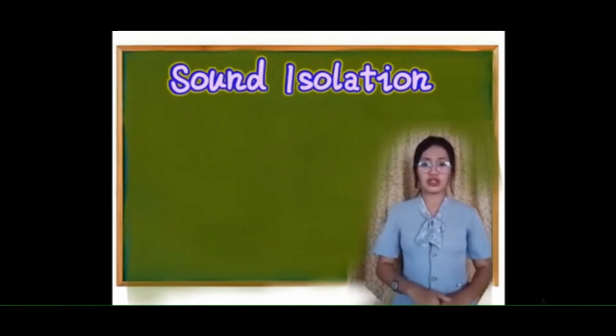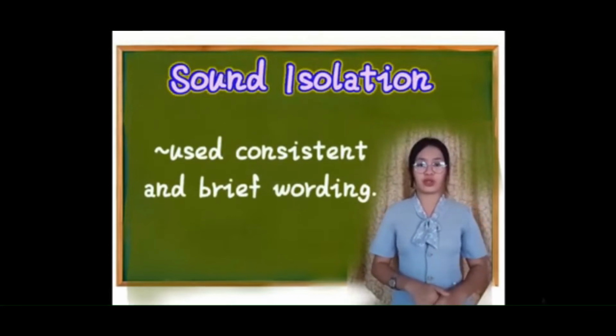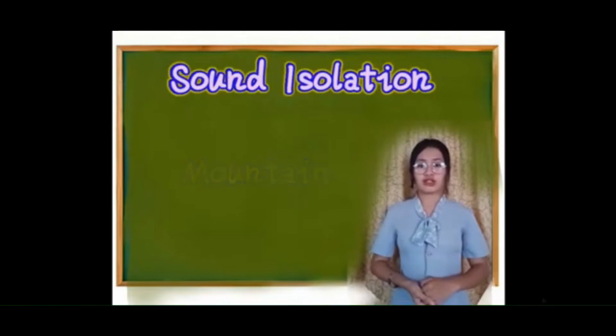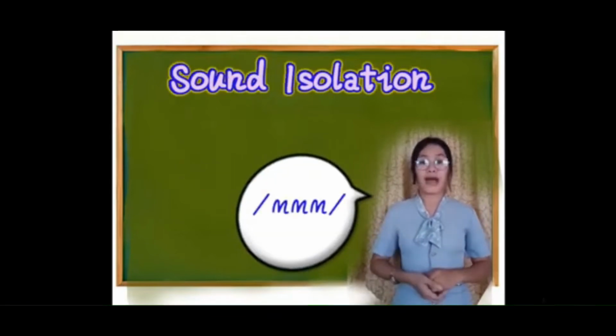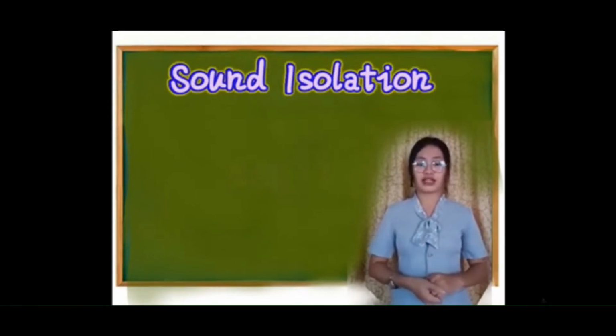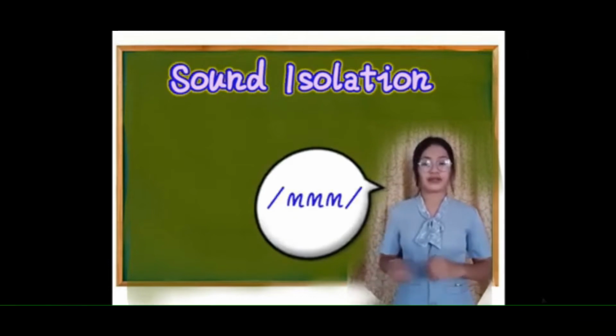Sound isolation example B. In sound isolation, use consistent and brief wording. Example, the word mountain. The first sound in mountain is mountain. Another example, the word magic. The first sound in magic is magic.